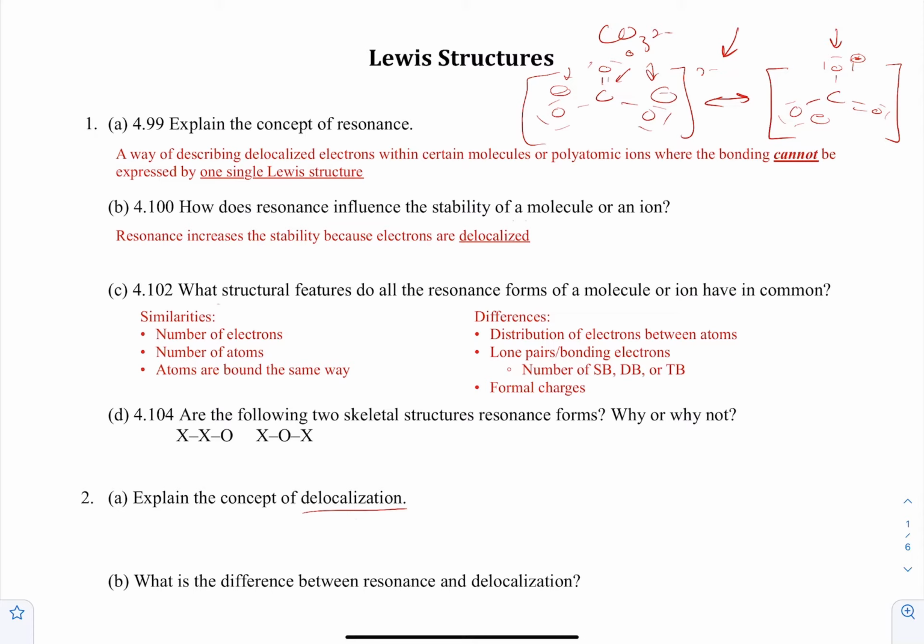So let's look at number 4, or letter D here. It says, are the following two skeletal structures resonance forms? Why or why not? Well, notice that it's bound differently, right? We've now changed the way that this is structured.